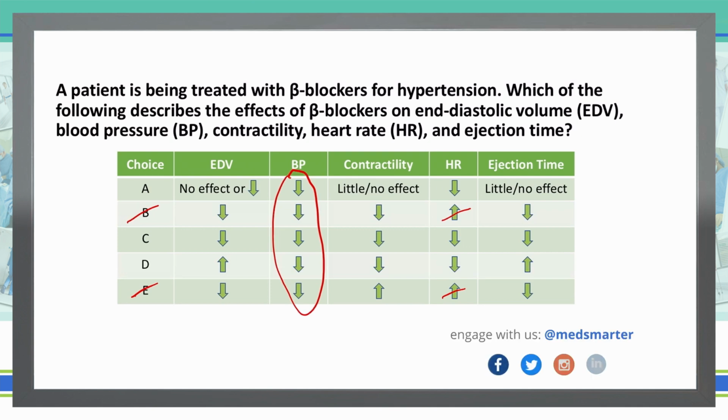So if we decrease our heart rate, we're going to decrease oxygen consumption, and that will also decrease our contractility. Therefore, we can rule out anything that has an increase in contractility or little to no effect. So that is E and A. So now we're down to C and D.